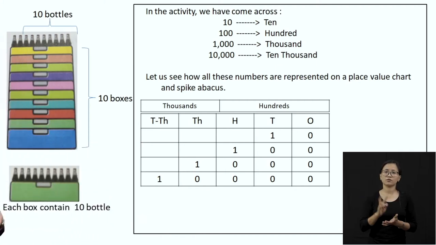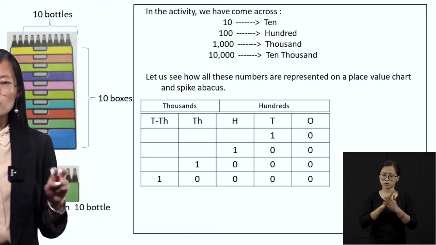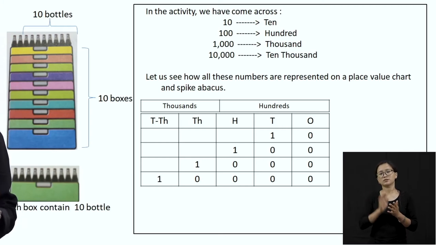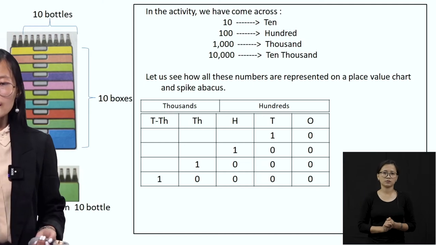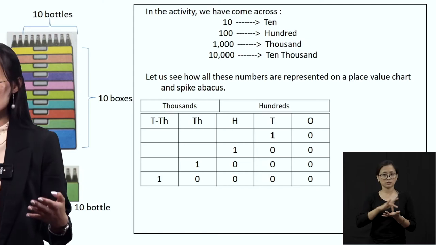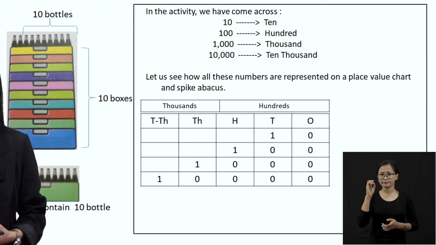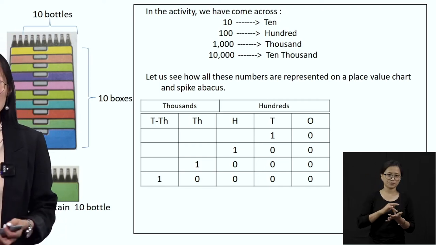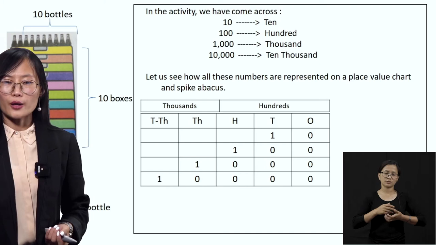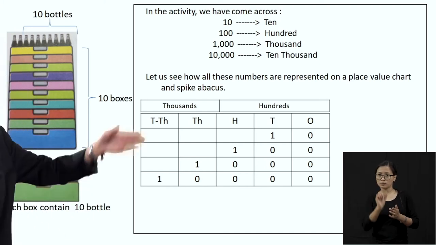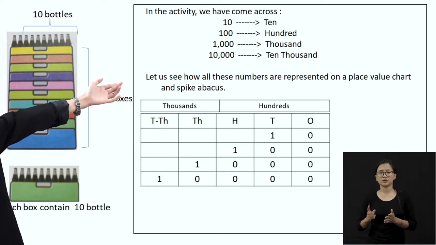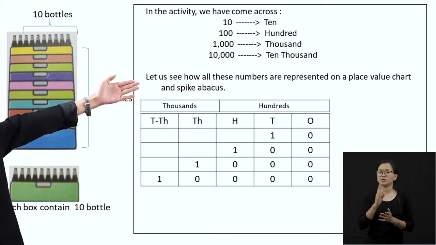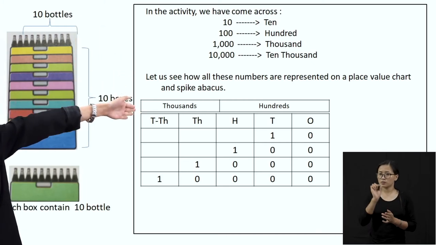Let me repeat again. This place value chart is divided into two groups called periods, ones and thousands. In ones, you have three places, and in thousands, you have two places. Also, while we are writing the number name, we separate them by using commas. Just like in the upper side, it is written 10,000. So after the thousand, it is separated by a comma.